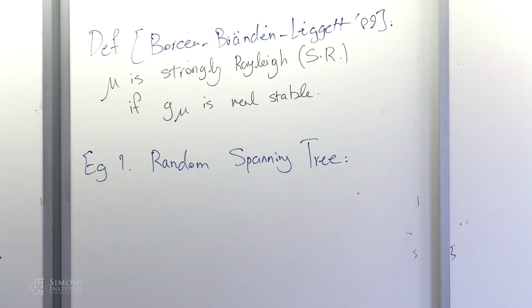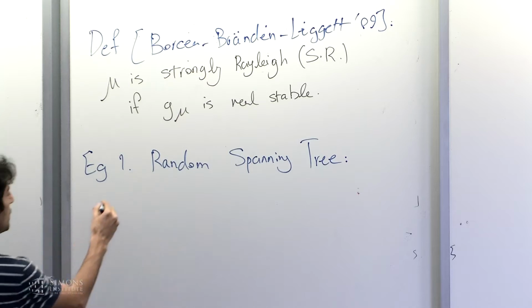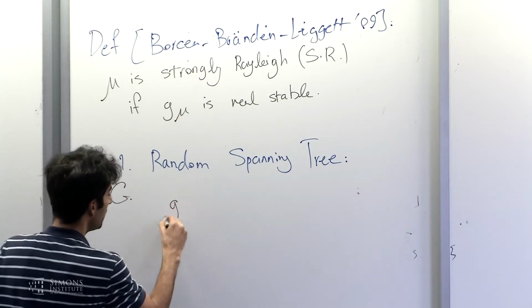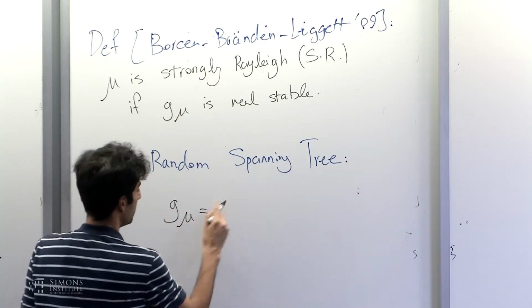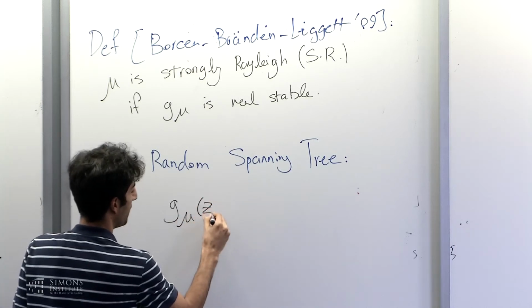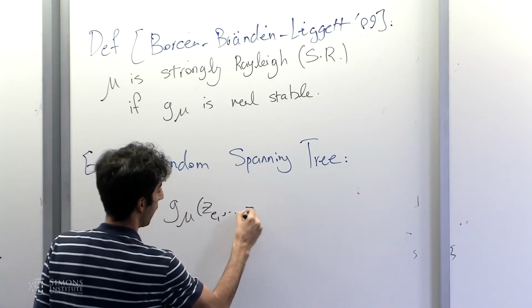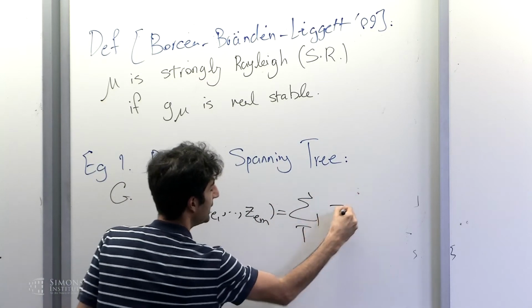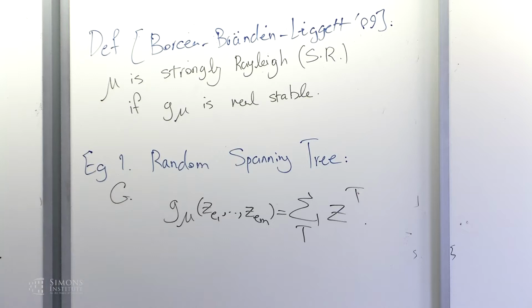Okay. So what's a spanning tree distribution? Let's say you have a graph G. I want to look at the uniform distribution over all the spanning trees of this graph. So the generating polynomial, let's say you have m edges, e1 up to em, is just the summation over all spanning trees T of z to the T. Now I claim that for every graph G, this polynomial is a real stable polynomial. So the corresponding distribution is strong Rayleigh.